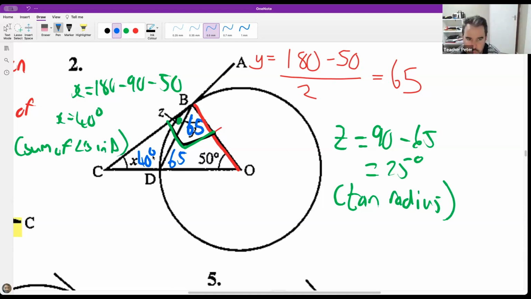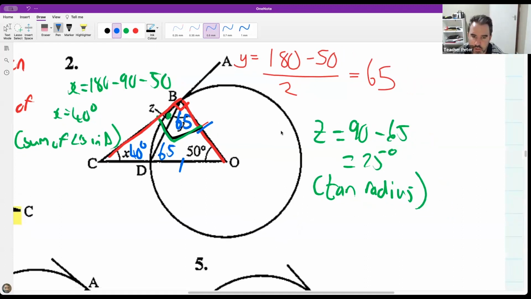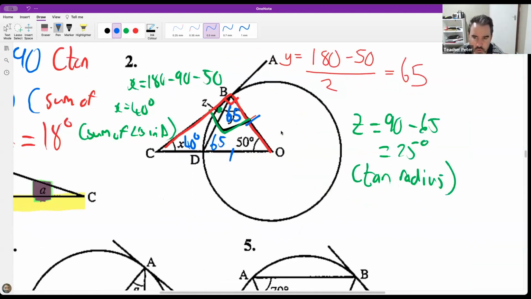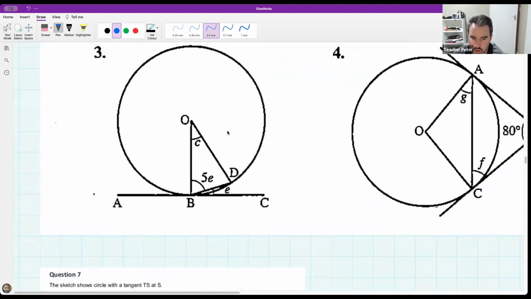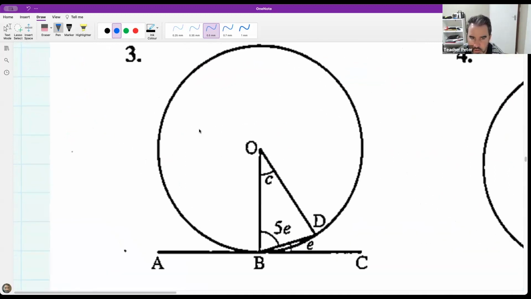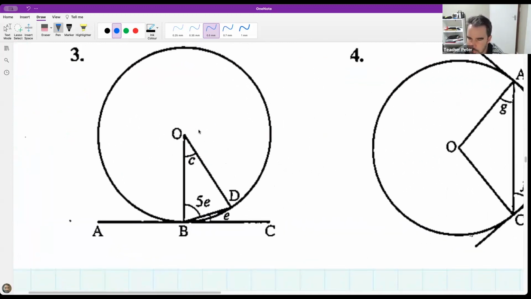So the new theorem that we used in that one was the tan radius theorem. You can see the 90-degree angle that became so helpful, but we also used radii, and then we also used sum of angles in a triangle. So let's keep going. Let's do another one. You can always rewatch this on the recording as well if you feel like I'm going a little bit quick.